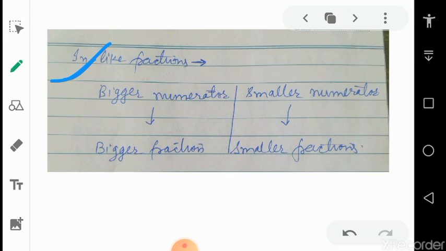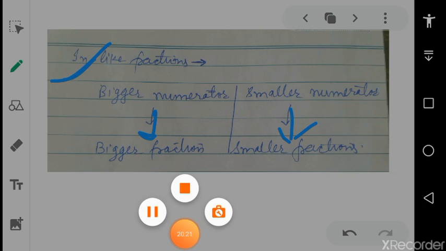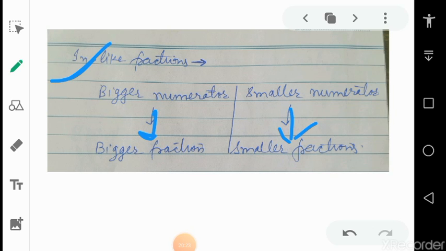Again, I want you to revise that if denominators are the same, then the numerator plays a very important role. A bigger numerator tells that it is a bigger fraction, and a smaller numerator tells that it is a smaller fraction. I hope you are getting it properly.